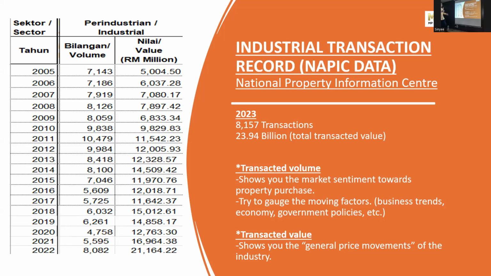But you see, 2014 and 2023: 8,000 transactions, 8,000 transactions. You look at the difference in the total transacted value. 14 billion, 23 billion. This is generally telling you the price appreciation of the industrial properties. It's astounding, groundbreaking. It's showing you the price appreciation of the entire industry, how much it has appreciated.